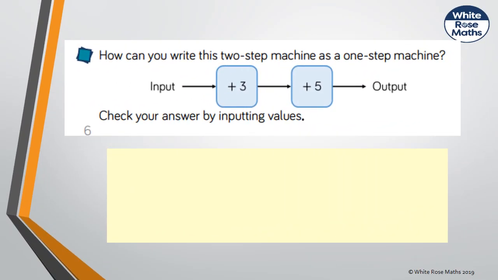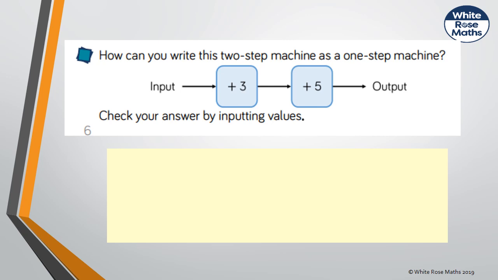How can you write this two-step machine as a one-step machine? So if we've got our input and then add 3, add 5, and we get our output, then check your answer by inputting the values. Now, I want you to pause the video whilst you have a think about how you can change this two-step machine into a one-step machine. Remember, check your answer by inputting values, so choosing numbers as your input to see if it works.